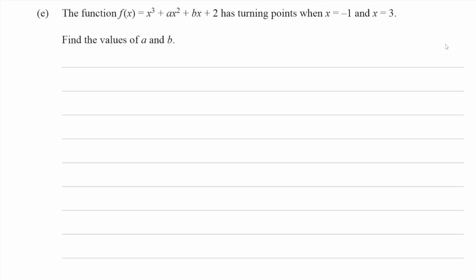So we're given this function, x cubed plus ax squared plus bx plus 2, has turning points when x equals -1 and x equals 3. Find the values of a and b. Alright, so let's have a think first.